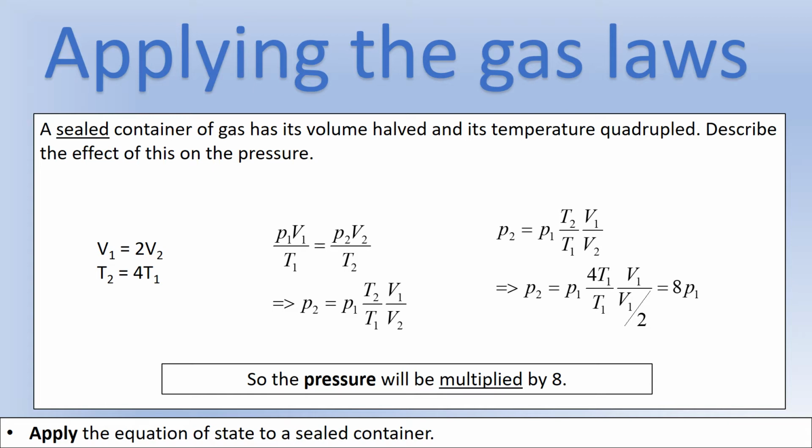And then all I'm going to do is make some substitutions. So T2 is equal to 4T1, so you can see that's gone in there. And V2 is equal to V1 over 2, so you can see that's gone in there. The T1s are going to cancel, the V1s are going to cancel, and that just gets left as 8 times P1. So the pressure will be multiplied by 8. That's how we would describe the change in pressure of the system.